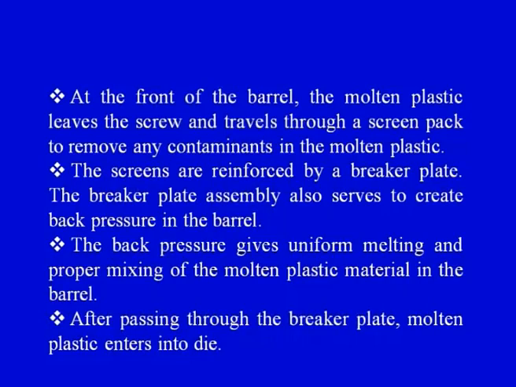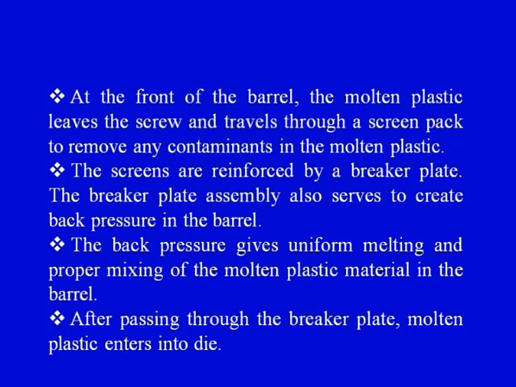But there are a few additional attachments also which are provided in order to further improve the effectiveness and efficiency of the process, which are mentioned on your screen now. At the front of the barrel, the molten plastic leaves the screw and travels through a screen pack to remove any contaminants in the molten plastic. So, we are making sure that there are no contaminants present in the raw material which would subsequently affect the properties of the final product, and therefore a screen pack is used to arrest all those impurities or contaminants. The screens are reinforced by a breaker plate.